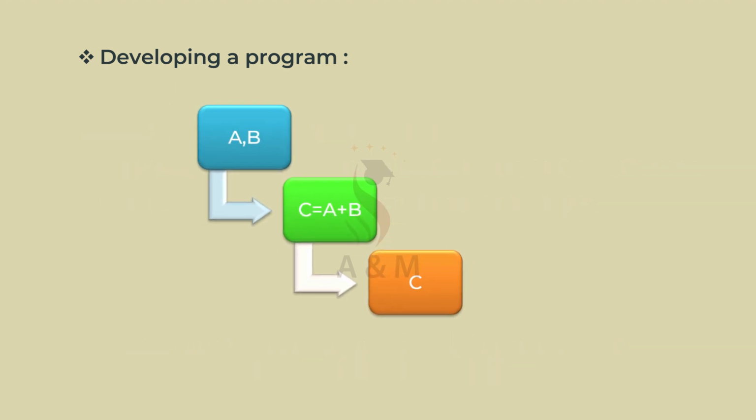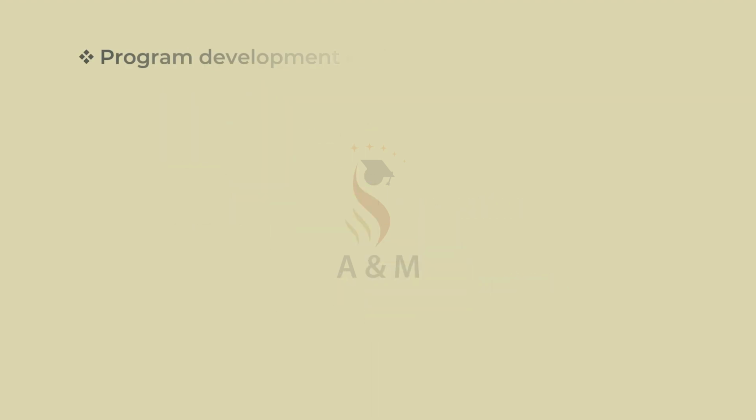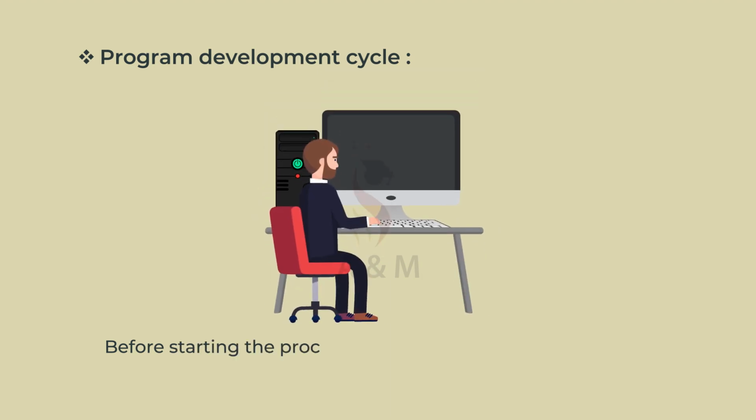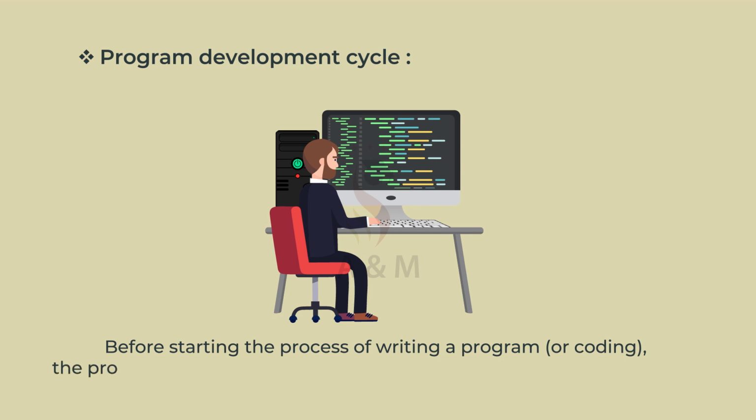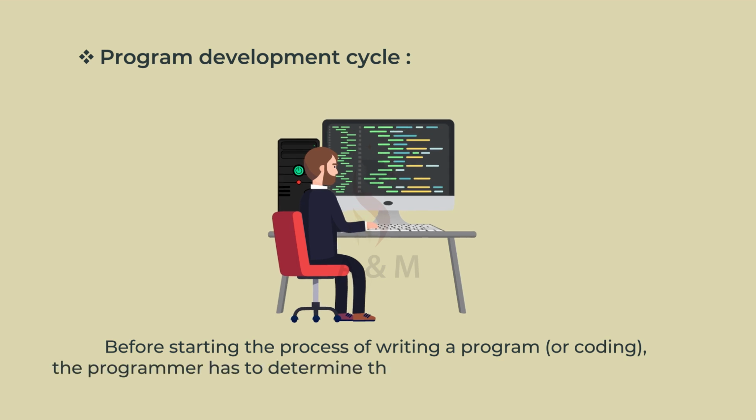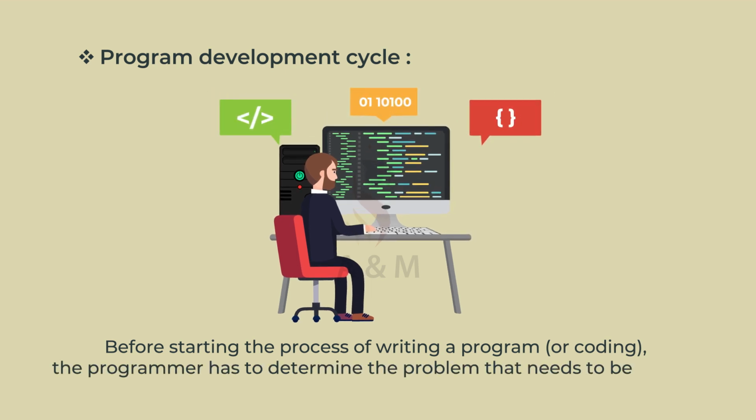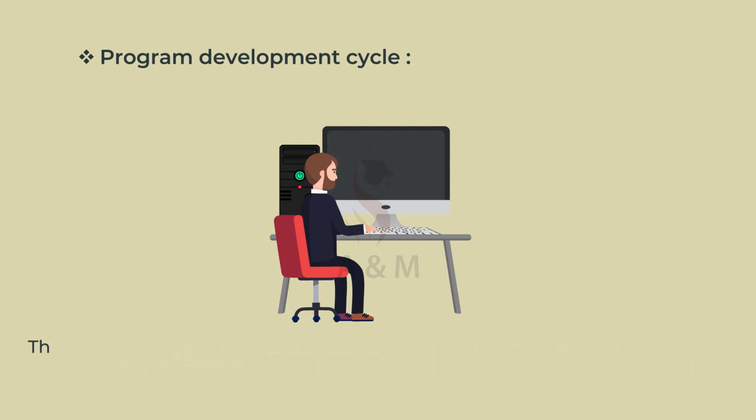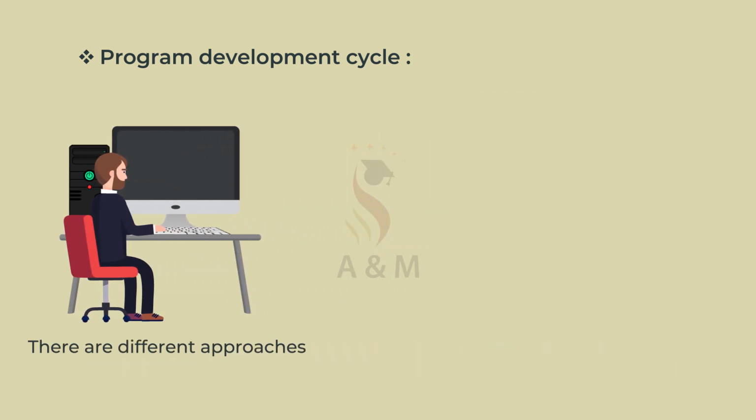Here, data A and B are inputs. C is equal to A plus B is the processing. C is the output. Program development cycle. Before starting the process of writing a program or coding, the programmer has to determine the problem that needs to be solved. There are different approaches to problem solving.